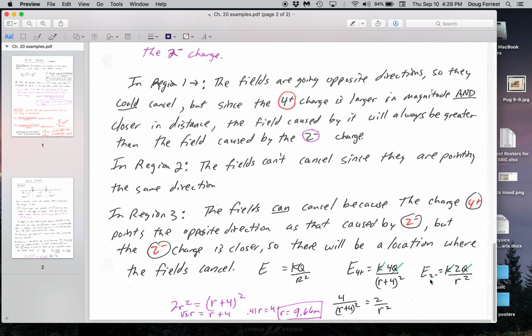I know that at a certain point, these two electric fields would be equal, so I set them equal to each other. So the K and the Q cancel out. I'm left with 4 over (r + 4) squared equals 2 over r squared. So I now move over here, do some algebra by taking the square root of both sides, and I get that r is at a position of 9.66 meters.